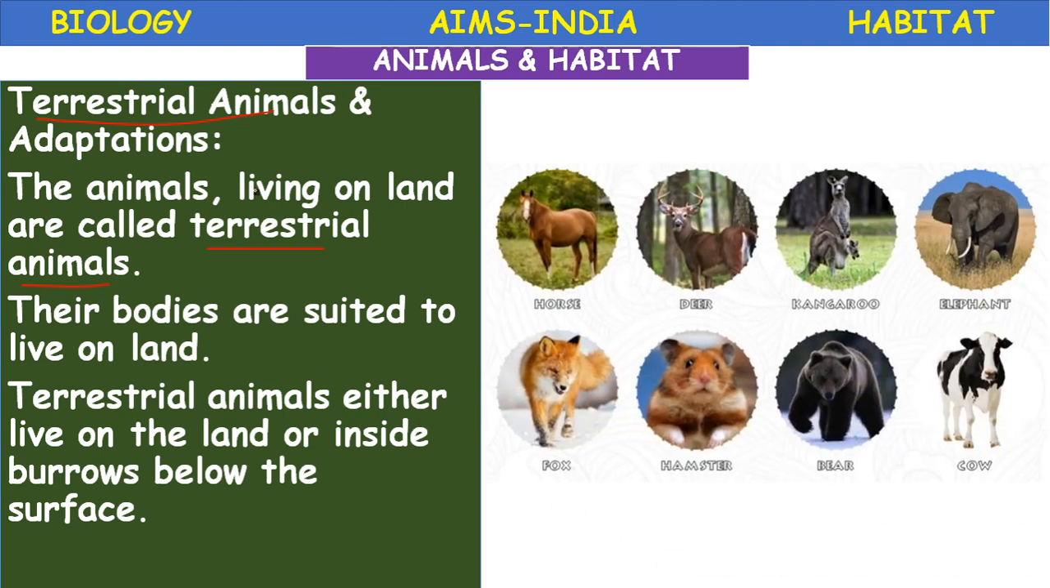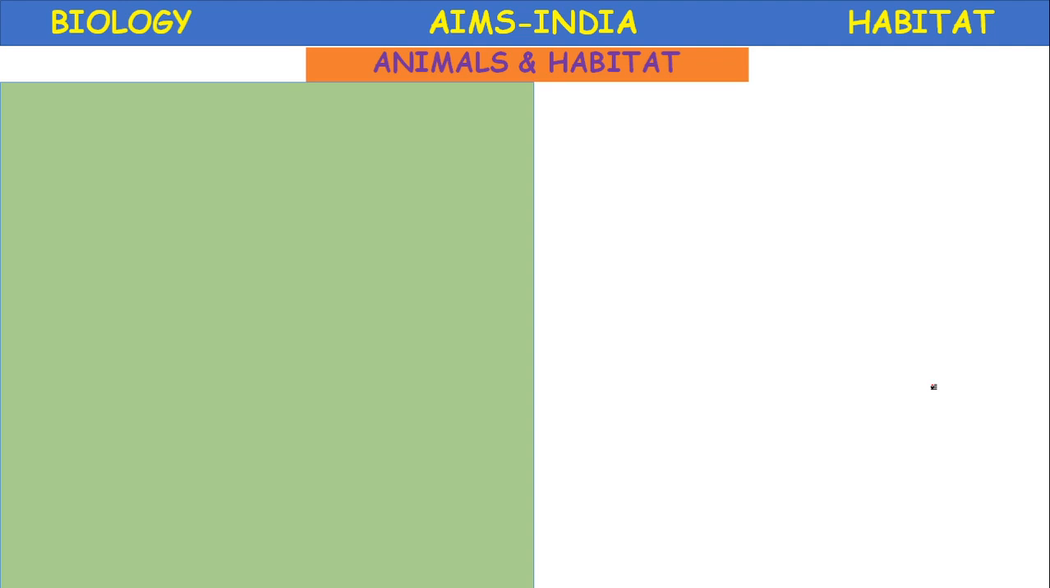You will find some of the animals listed here: a horse, a deer, a kangaroo, an elephant, the largest terrestrial animal, a fox, a hamster, a polar bear, a cow. These are all terrestrial animals. You can name many other animals which you see: a dog, cat, rat, different animals which you come across in your surroundings, different kinds of birds.